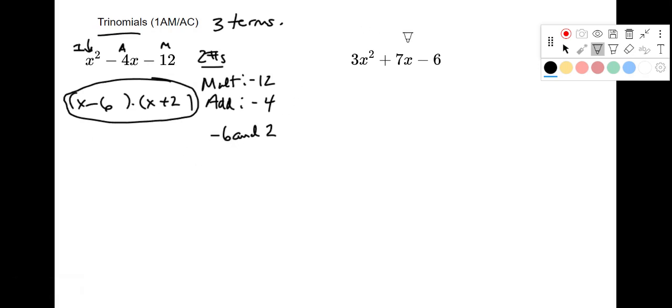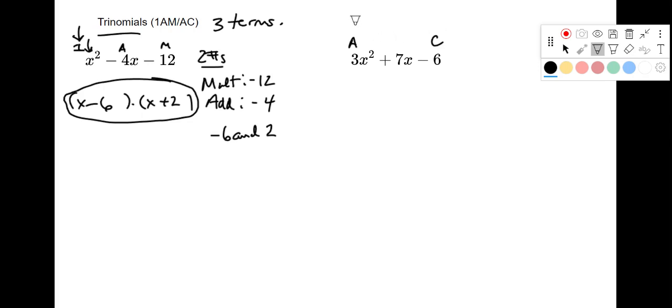Okay, now let's come over here to this problem. What happens, of course, if there's not a 1 in front of the x squared? Well, then you have to use a different method. Some teachers use slide and divide. I use the AC method. You could also do guess and check. Any one of the three are valid as long as they're done properly.